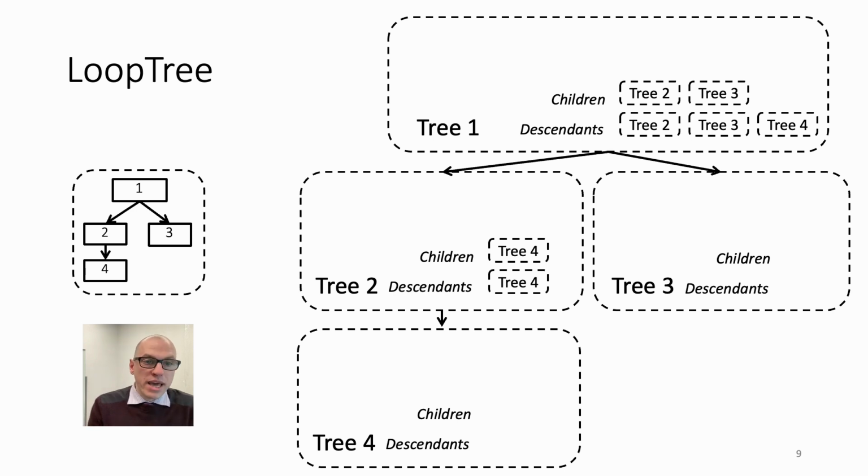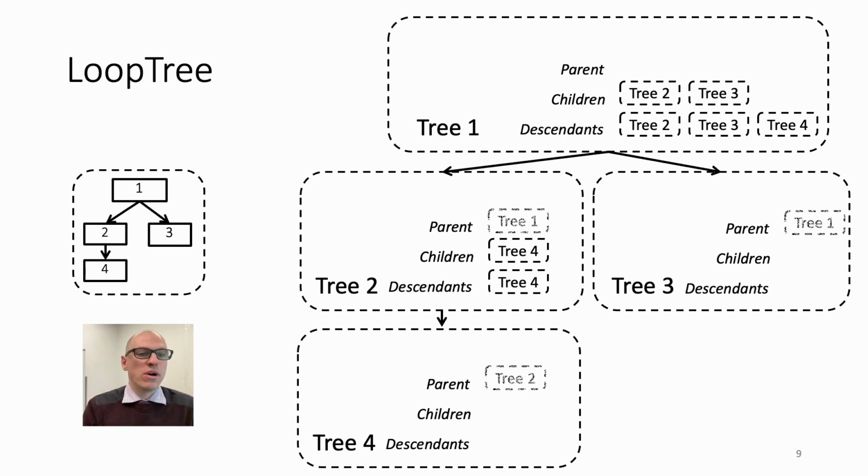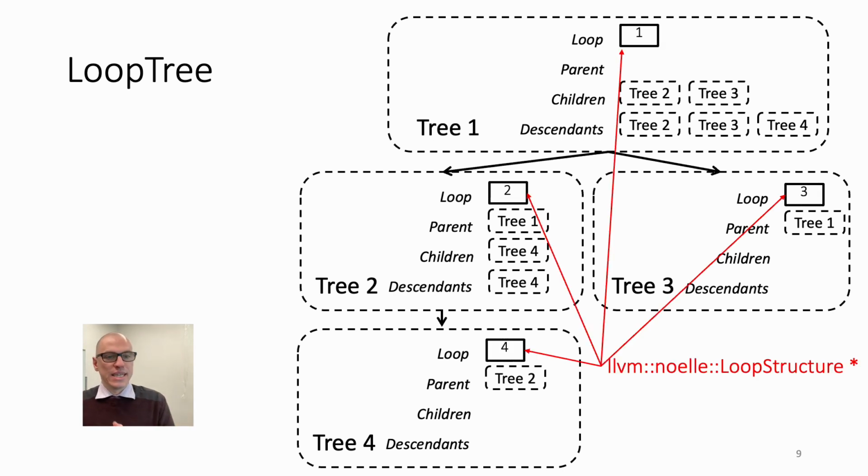Also, there is the concept of a parent, which points to the tree that includes that tree. So in this case, the parent of tree 2 is tree 1, the parent of tree 4 is tree 2, etc. Finally, we have the concept of loop. That is the loop of the root of a tree. So the loop of tree 1 is the instance of the loop structure that describes the loop that composes the root of tree 1, which is loop 1.